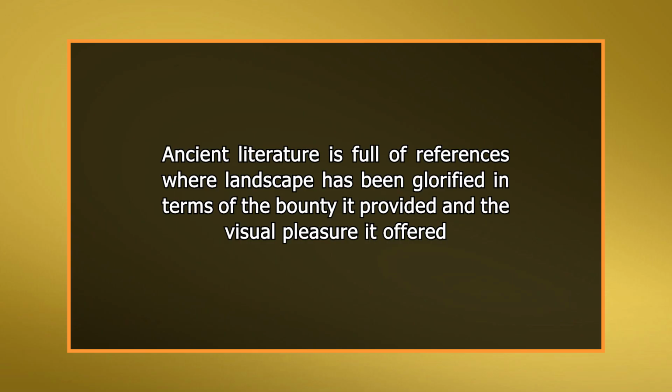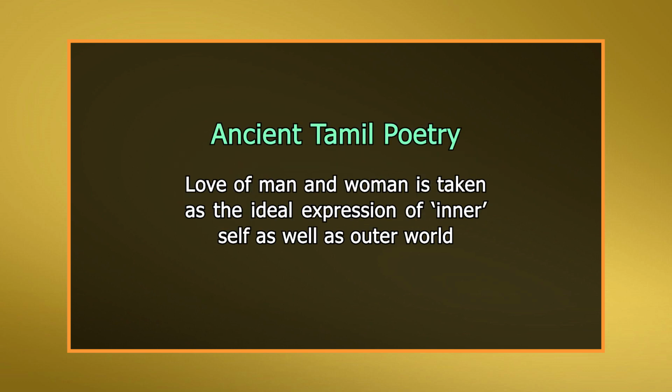Ancient literature is full of references where landscape has been glorified in terms of the bounty it provided and the visual pleasure it offered. In ancient Tamil poetry, love of man and woman is taken as the ideal expression of inner self as well as outer world. Information about landscape is also available for the medieval period. A close examination of the Persian sources of the medieval period reveals that the region of Ganga-Yamuna Doab then had a different landscape.